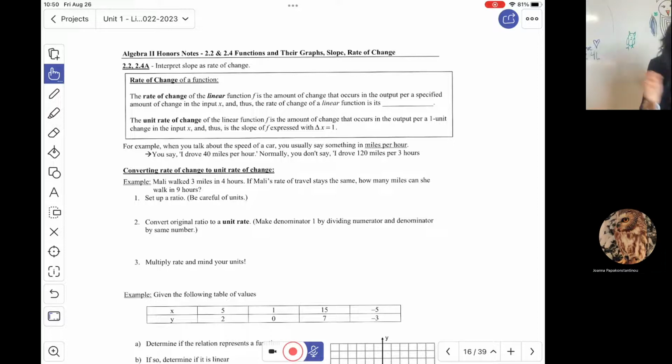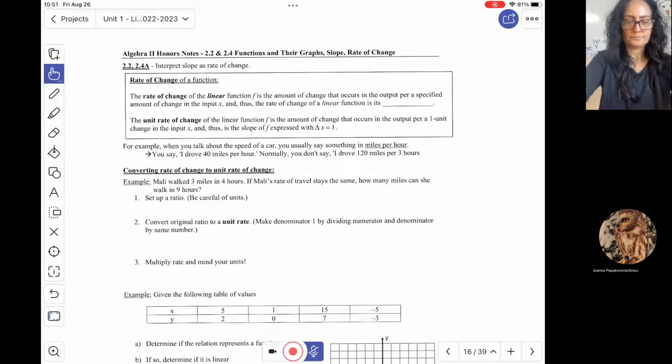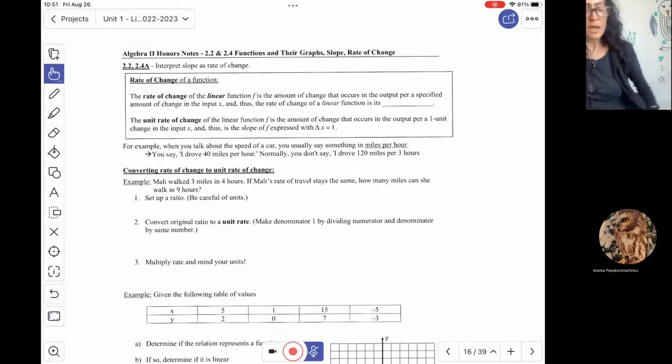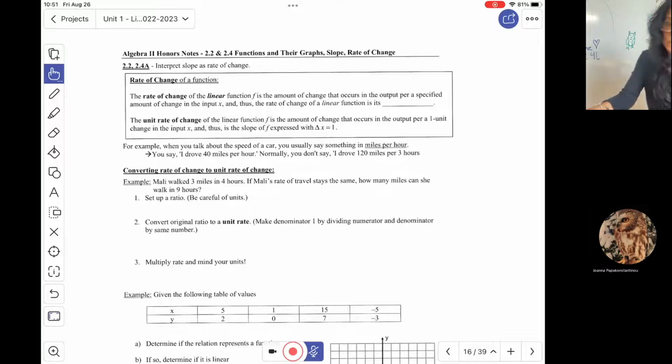I mean, a lot of this is review with some new stuff sprinkled in and language and notation. So we need to make sure that we are putting what we know together with what we are learning, the new stuff. So what we are talking about today is rate of change.